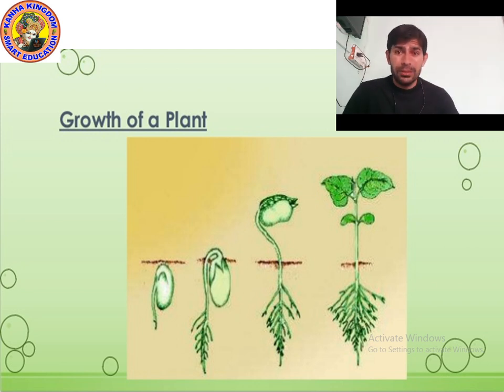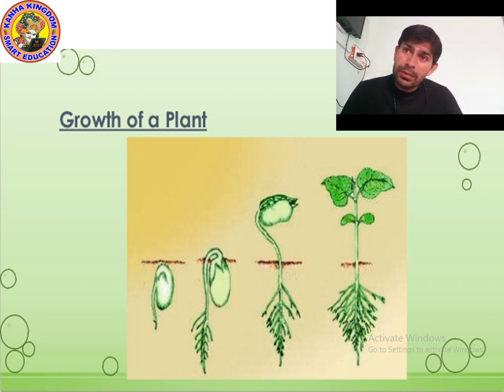So first of all, roots start growing. For any plant, first of all, roots start growing. As you can see in the picture, can you see the cotyledons start forming? Then slowly the cotyledons disappear, and at last leaves start to grow. First of all roots grow, and then at last leaves grow.